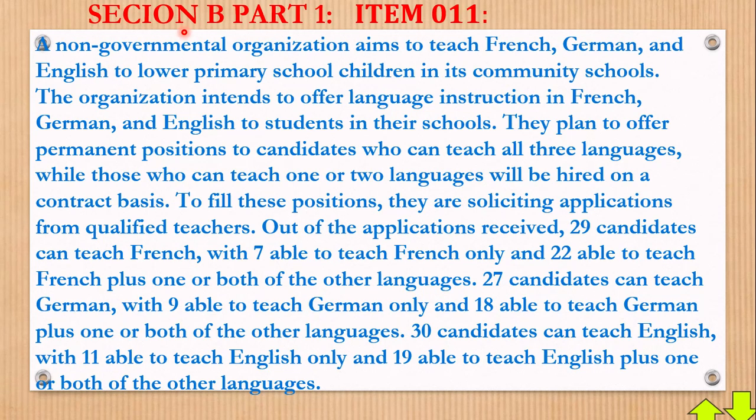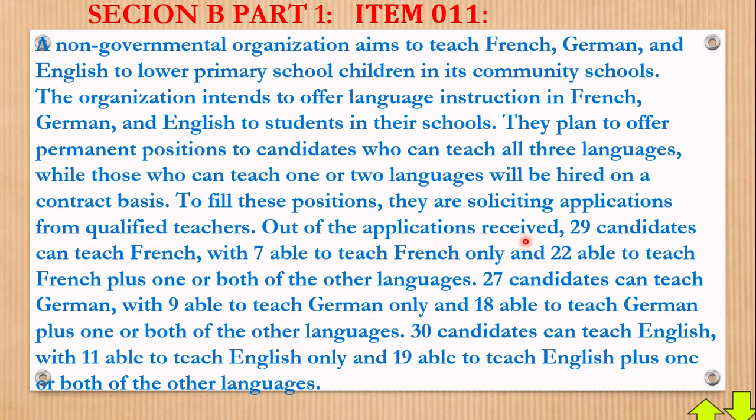So to start with, they're saying a non-governmental organization aims to teach French, German and English to lower primary school children in its community schools. The organization intends to offer language instruction in French, German and English to students in their schools. They plan to offer permanent positions to candidates who can teach all the three languages, while those who can teach one or two languages will be hired on a contract basis. To fill these positions, they are soliciting applications from qualified teachers.